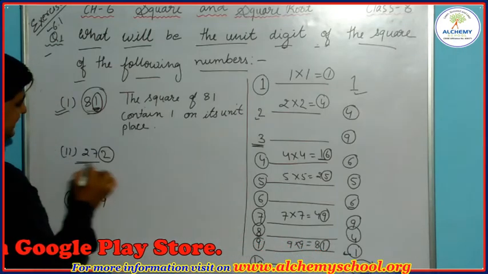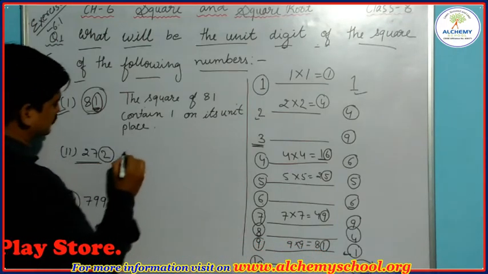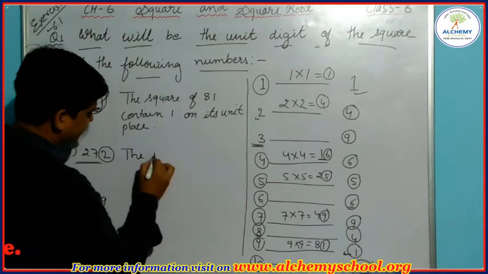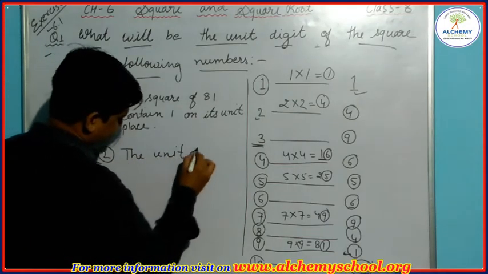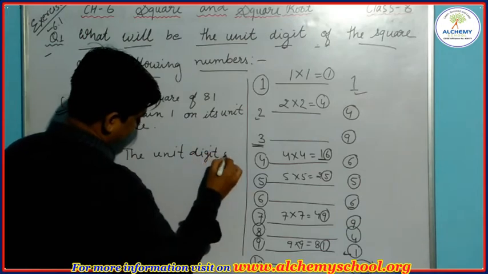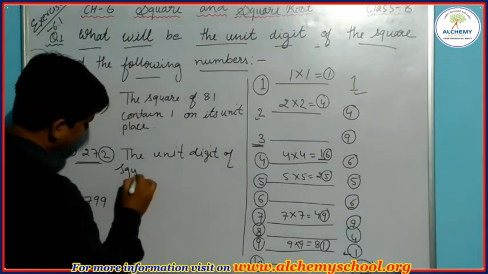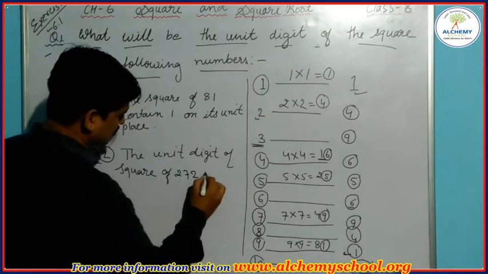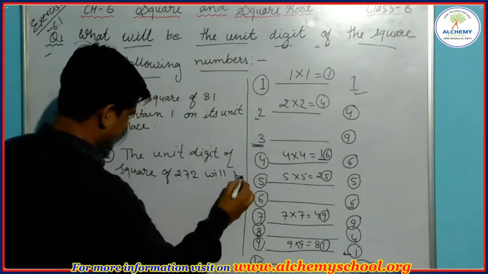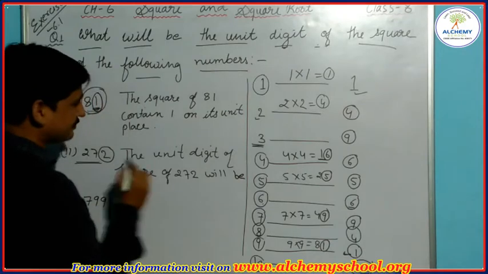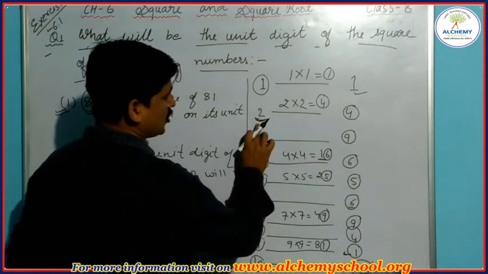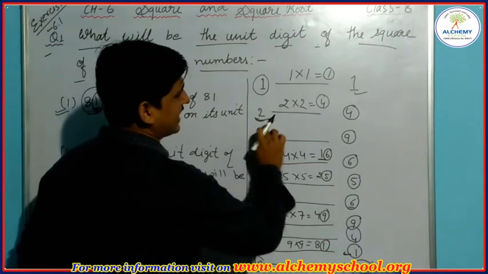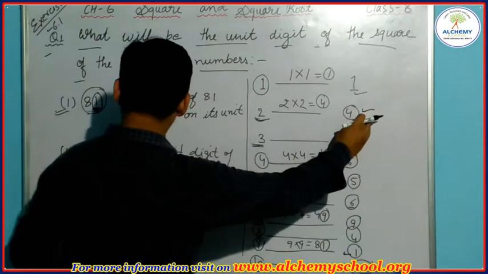So when we find the square of 272, the unit digit of the square of 272 will be 4. Okay, because when any number contains 2 on its unit place, the square of that number contains 4 on its unit place.